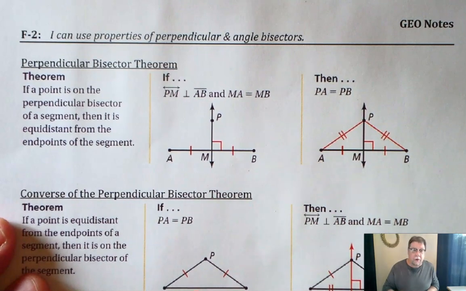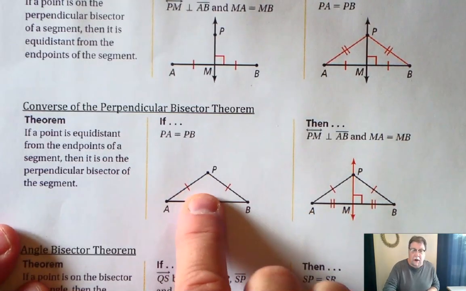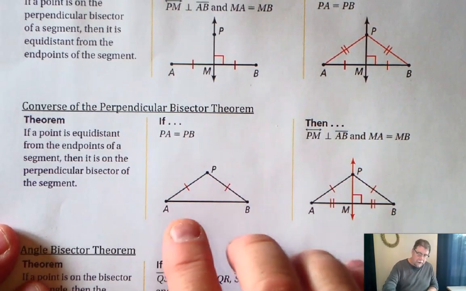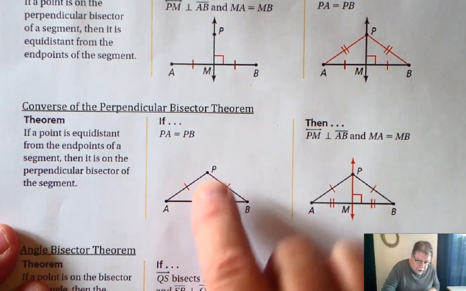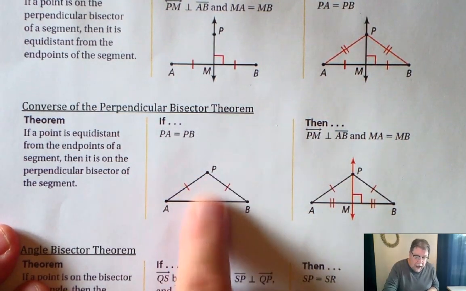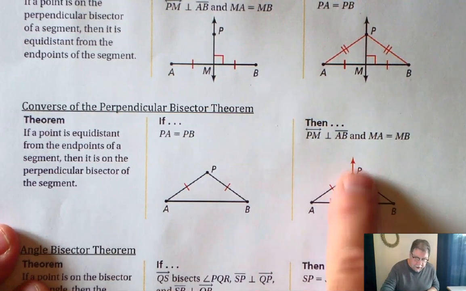The converse will also be true, in which case if we start off with a triangle, you've seen this before, an isosceles triangle where two sides are congruent, then P will have to be on that perpendicular bisector.